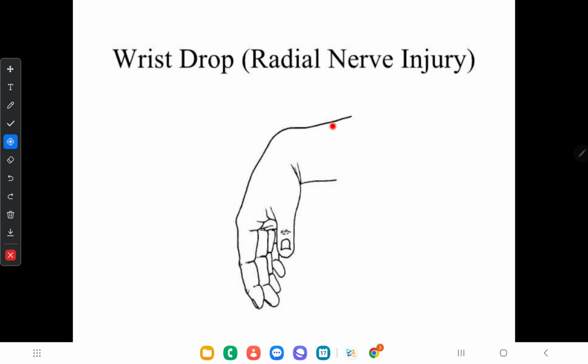I hope you guys understand the radial nerve course and the branches and the relations of the radial nerve, as well as what the signs are that you can see when radial nerve damage occurs.